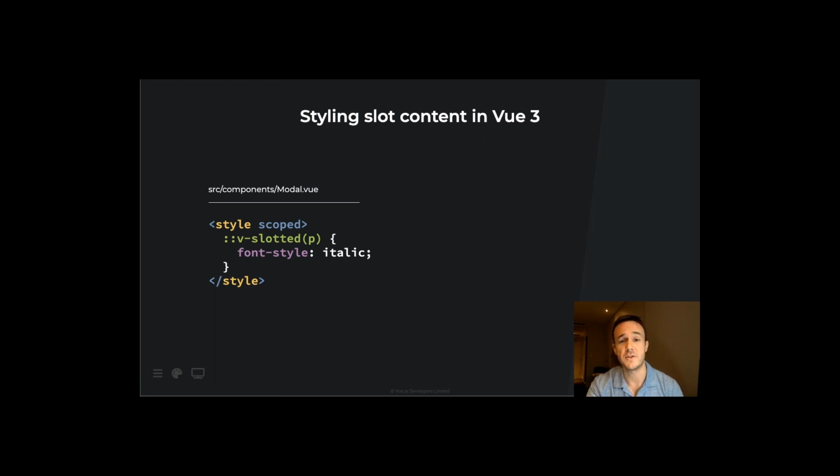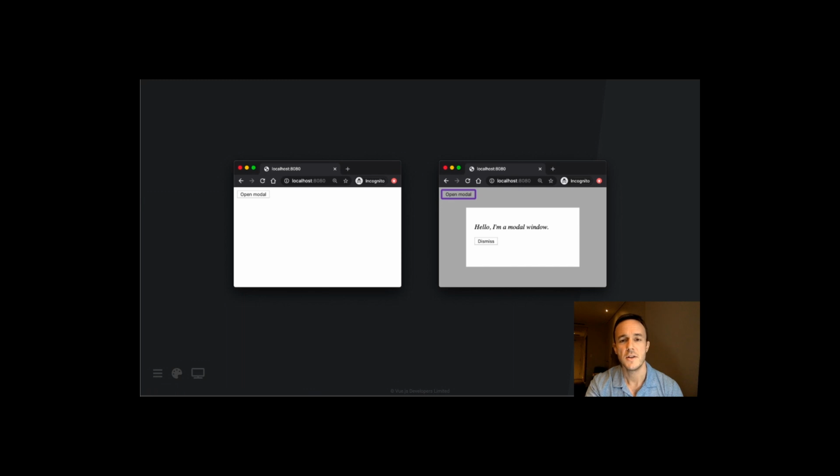So the solution to doing this in Vue 3 is there's a new pseudo selector that we can use in our CSS, which is v-slotted. What this does is it's specifically designed to allow you to target slot content for CSS styling. So using the v-slotted pseudo selector, it's going to apply the italic effect to the paragraph content in the slot. By the way, Vue 3 also includes some other new scoped styling selectors. So you've got v-deep and v-global as well.